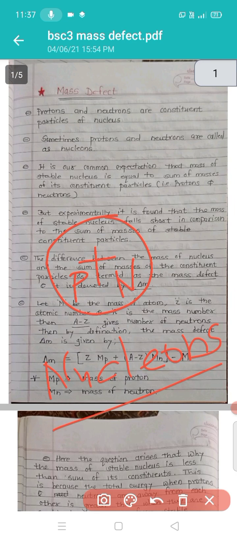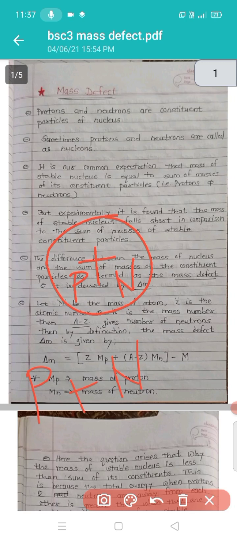It is our common expectation that the mass of the stable nucleus is equal to the sum of the masses of its constituent particles, that is protons and neutrons. See, the nucleus is made up of protons and neutrons. Hence the total mass at stable state of the nucleus is the sum of the mass of the proton and the mass of the neutron.